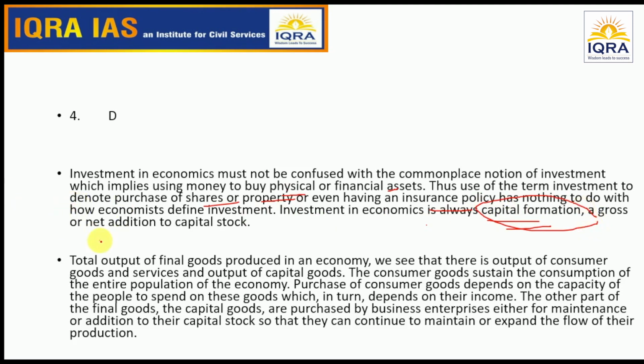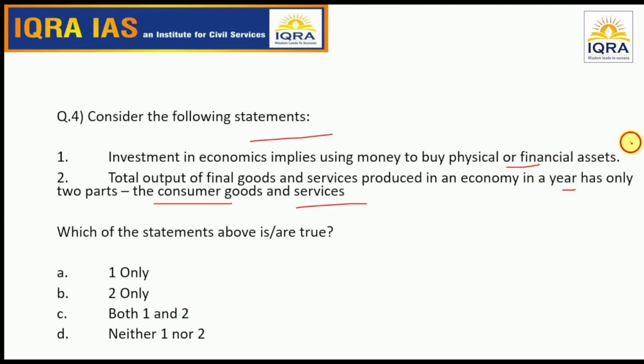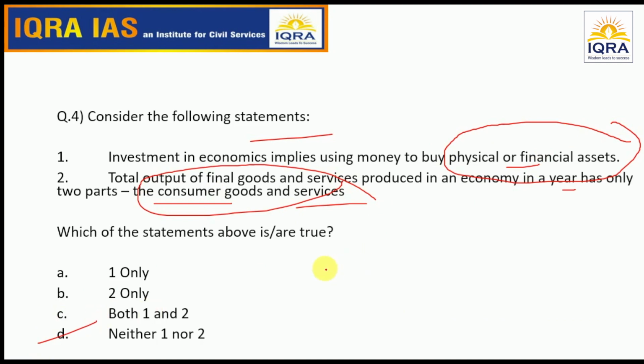Means there should be a net addition to the capital stock. And total output of final goods produced in an economy is the output of consumer goods and services and of capital goods. So here, this is not the limitation, and here these are not the limitations. You have to add capital goods to them also. So neither one nor two.